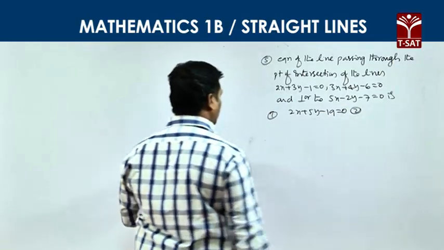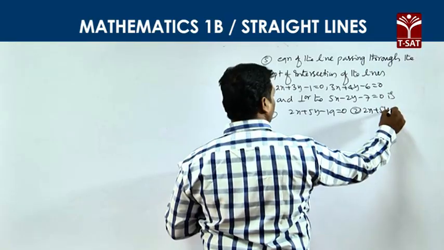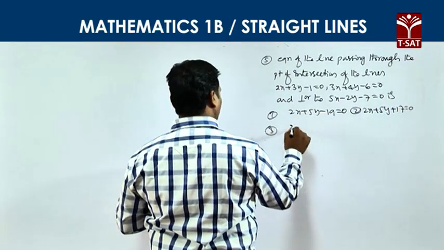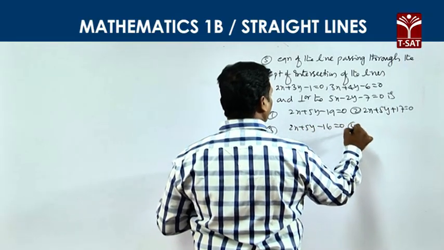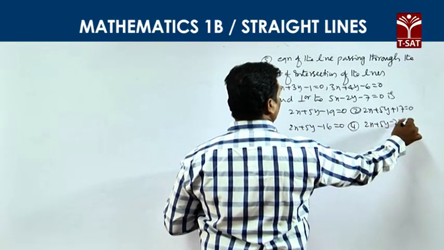Second option is 2x plus 5y plus 17 equal to 0. Third option is 2x plus 5y minus 16 equal to 0. Fourth option is 2x plus 5y minus 22 equal to 0.